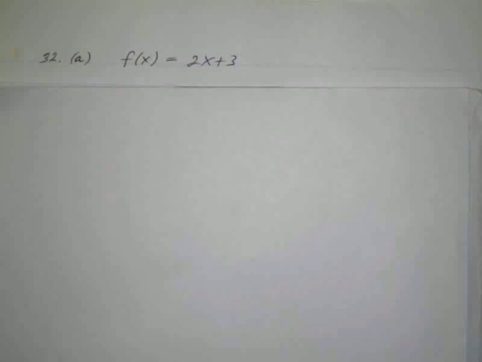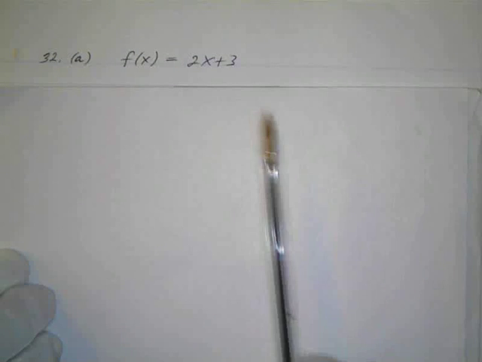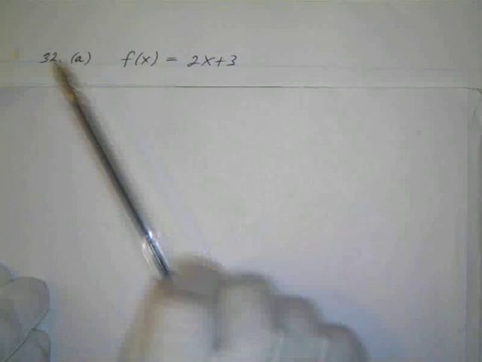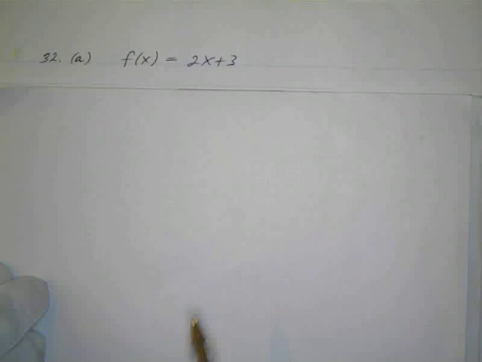Okay, number 32, the A part, we just want to find the inverse function. We have a little method for doing that. The first thing, we have these three rules. Now remember, in order to find the inverse, the function must be 1 to 1. Well, this is a line, so it's no problem. It passes the horizontal line test, which means it's 1 to 1. Obviously, it passes the vertical line test, which means it's a function, so that's no issue.